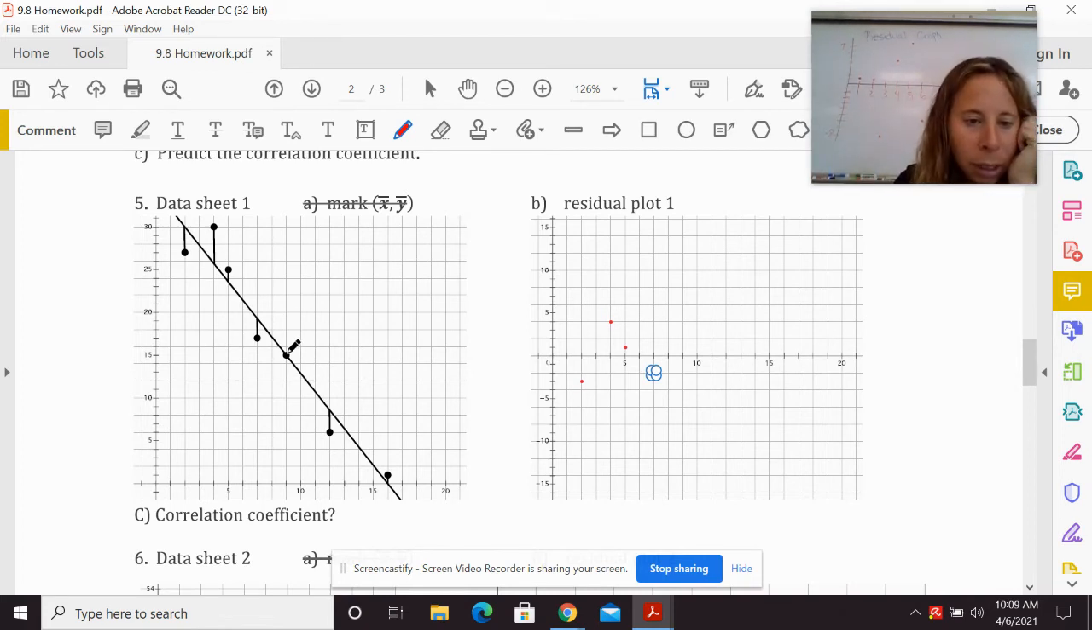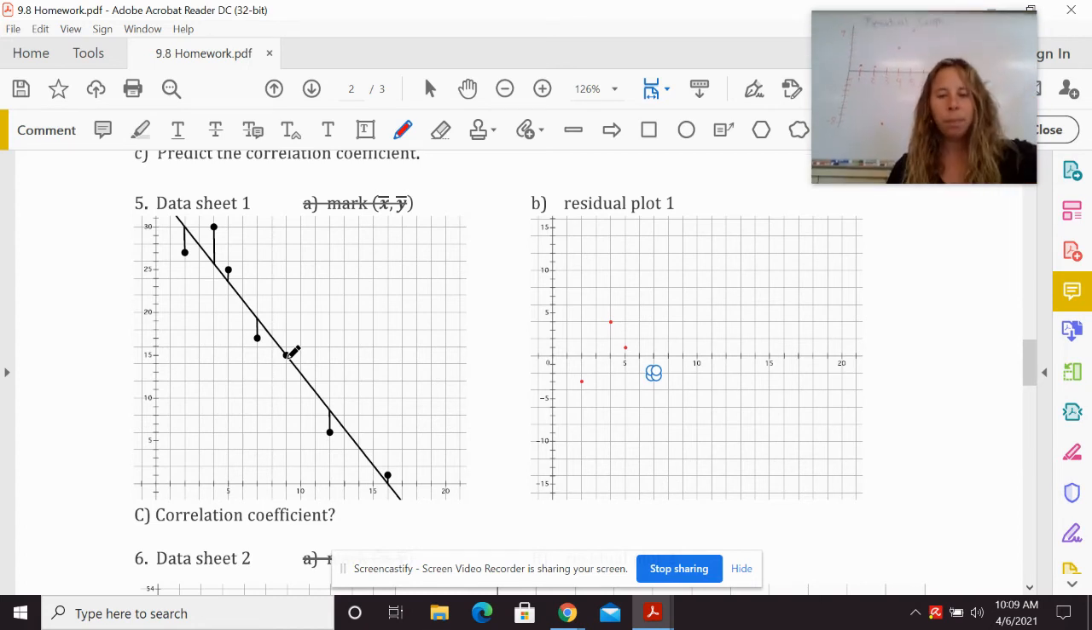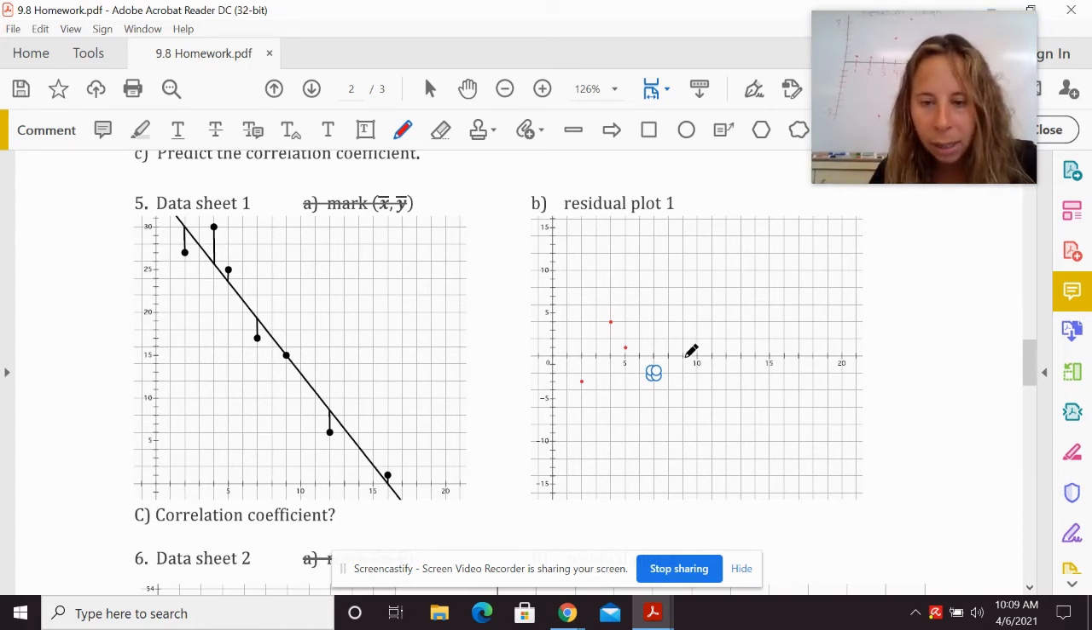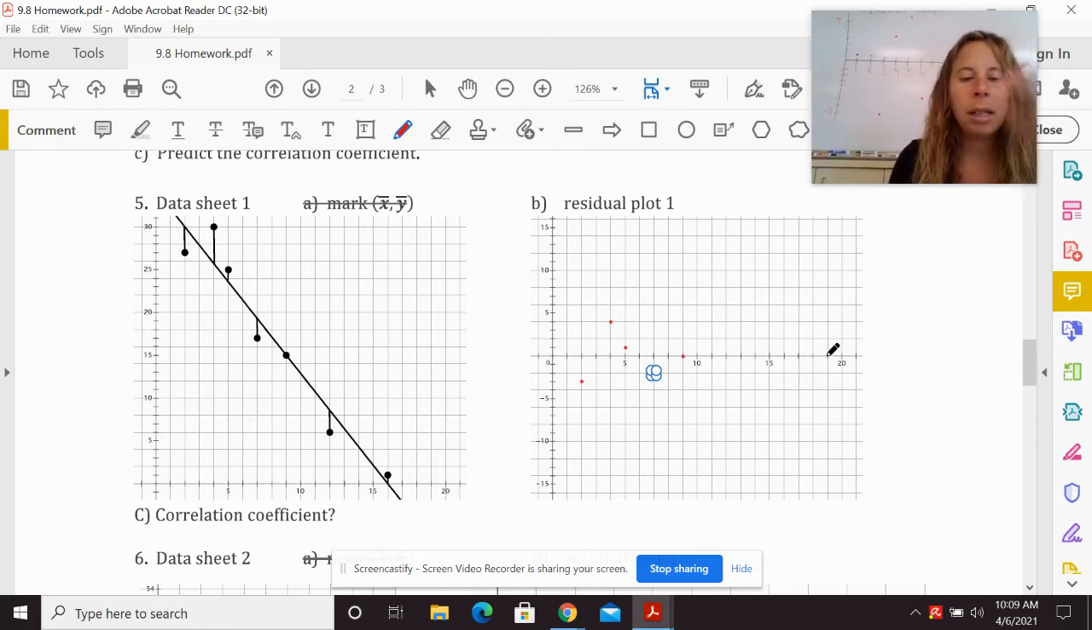So then we have, oh, this one's exactly on the line. So x is 9, and it's on the line, so that means your residual is 0. So x is 9 and 0. So it's right there. It's on the line, so it's 0. It's not any distance from the line because it's on the line. And then we're almost done.